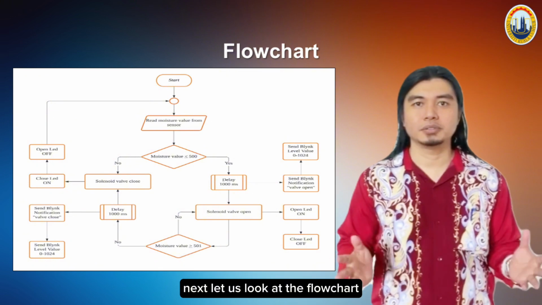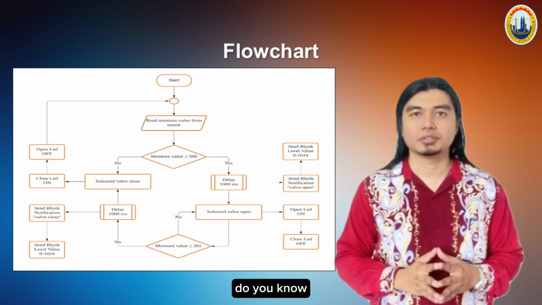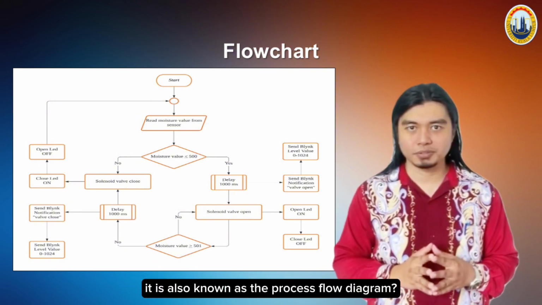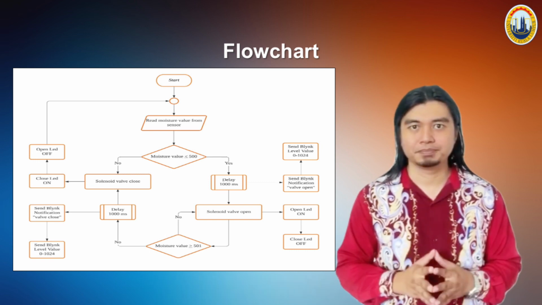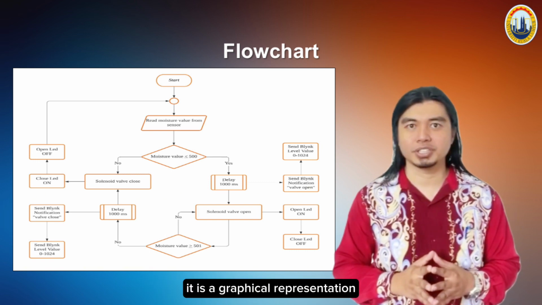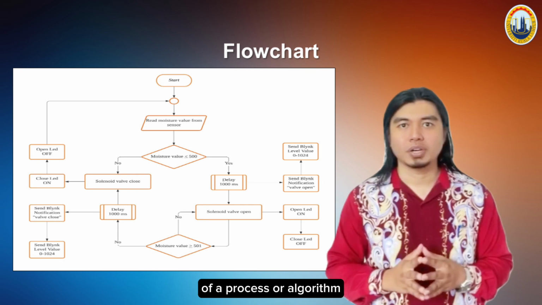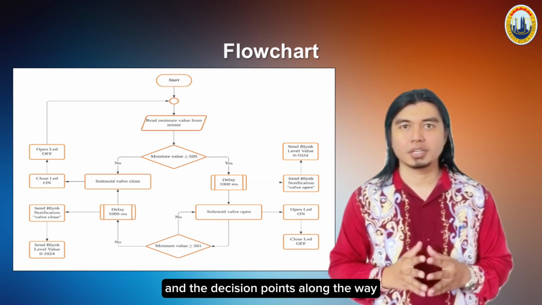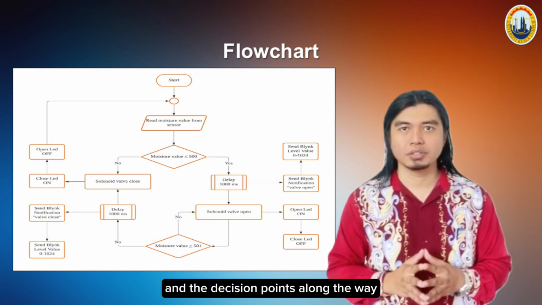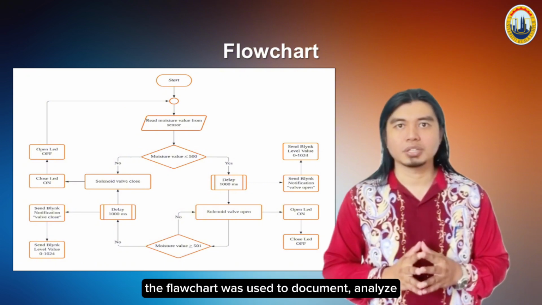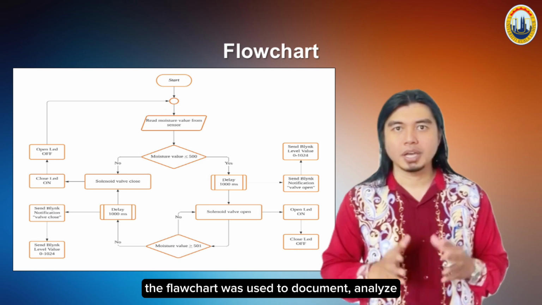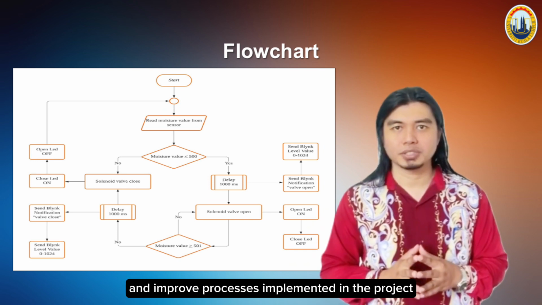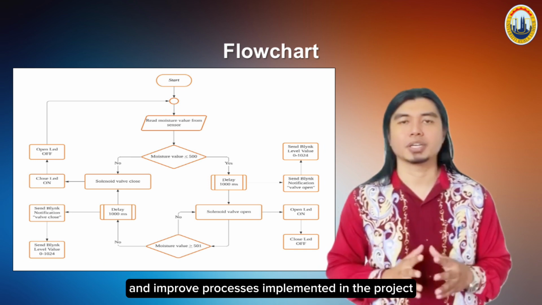Next, let us look at the flowchart. Do you know it is also known as a process flow diagram or process map? It is a graphical representation of a process or algorithm. It shows the steps in a sequence and the decision points along the way. For our project, the flowchart was used to document, analyze, and improve processes implemented in the project.